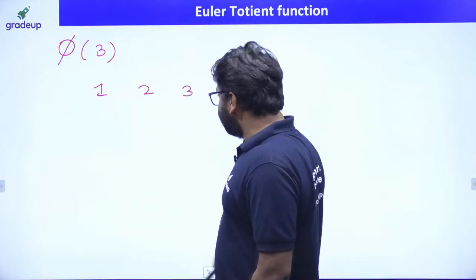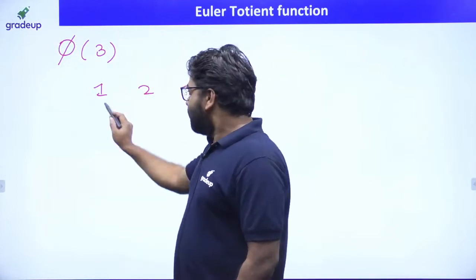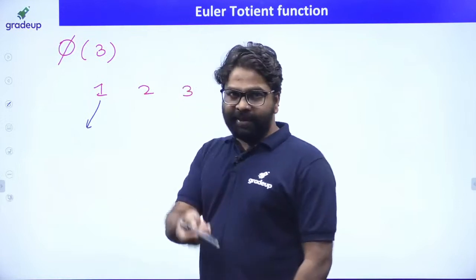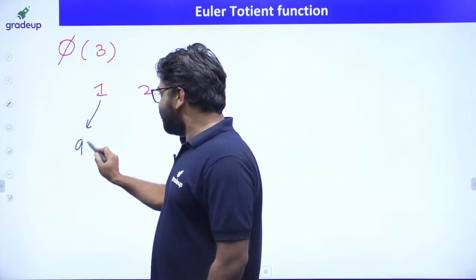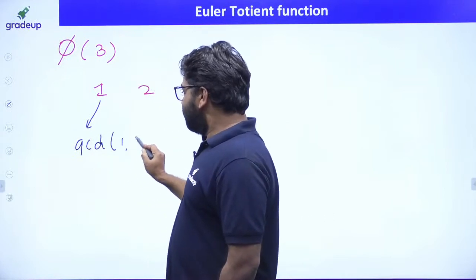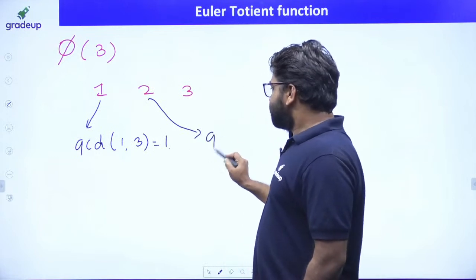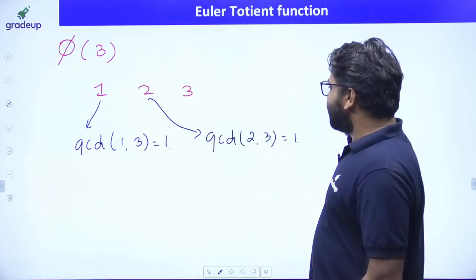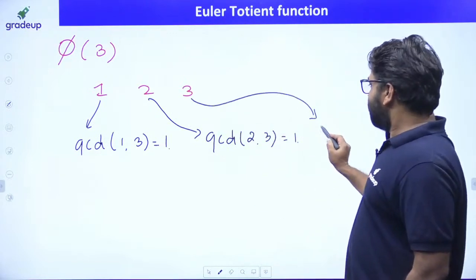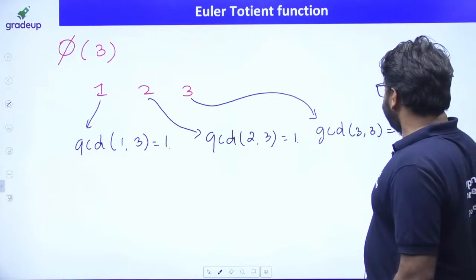Now let's put the elements into that. We have to count something. Can I say that 1 will be counted? Let's write it down. GCD of 1 comma 3, here you will get 1. GCD of 2 comma 3, you will get 1. But what about GCD of 3 comma 3? You will get 3.